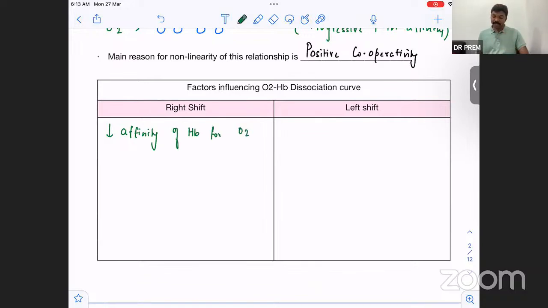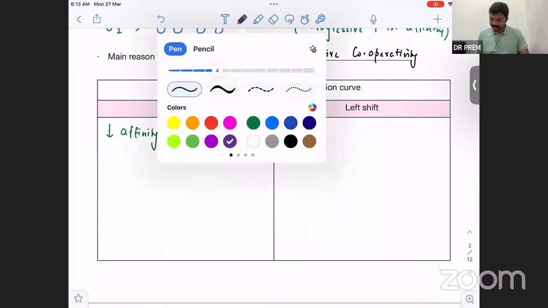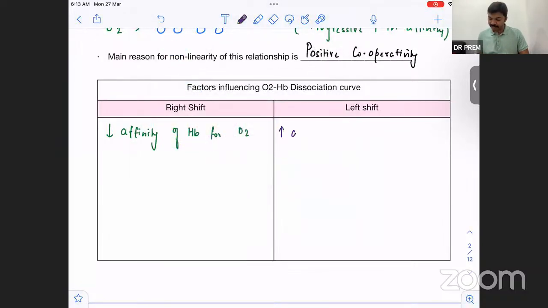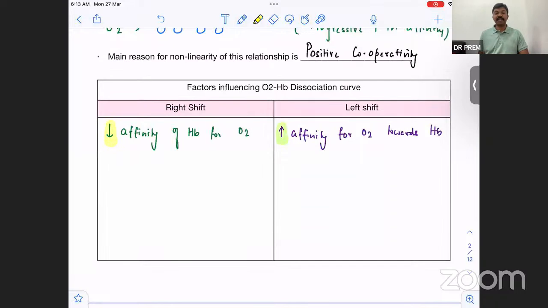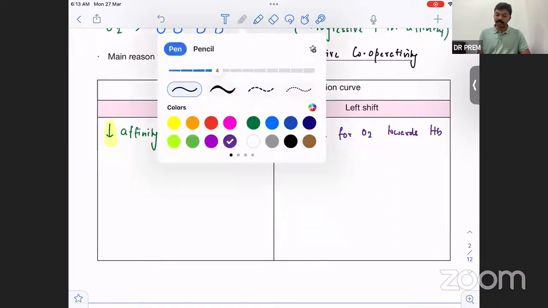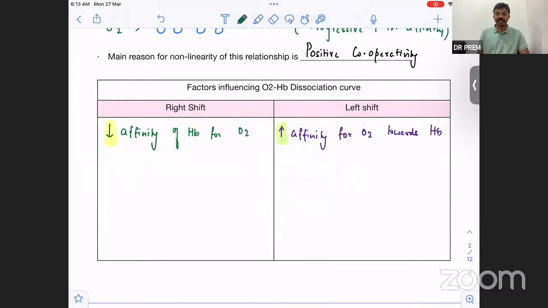Exactly on the contrary, left shift of the curve indicates there is going to be increased affinity for oxygen towards hemoglobin. So it's very simple. Left shift, there is going to be an increase in affinity, and right shift, there is going to be a decrease in affinity. Have this in mind at the beginning. Now, coming to the conditions that cause right as well as left shift of the curve.